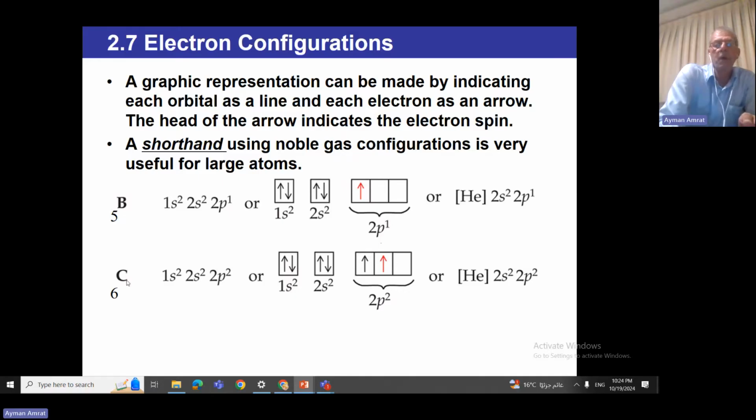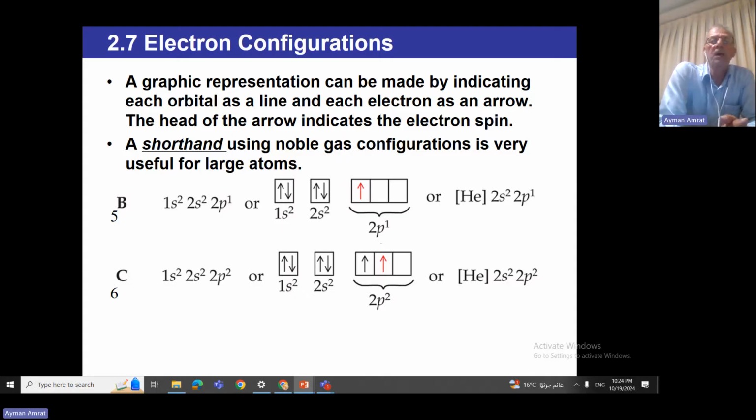After boron, carbon has 6 protons and 6 electrons. Apply rule 2 and rule 3. For rule 3, the 6 electrons go into py and px because the energy is the same. These orbitals should be half filled before completely filling.